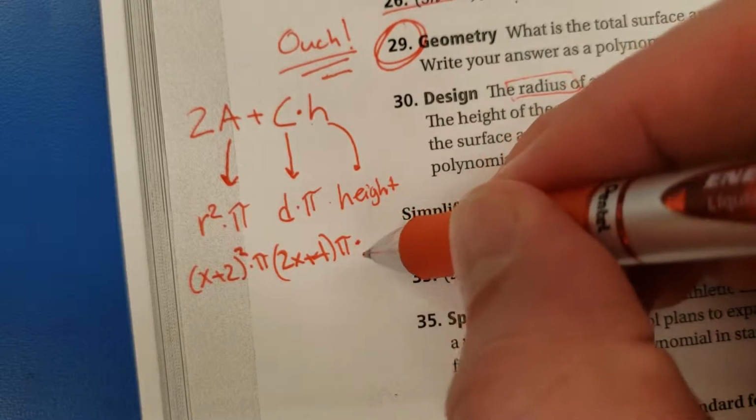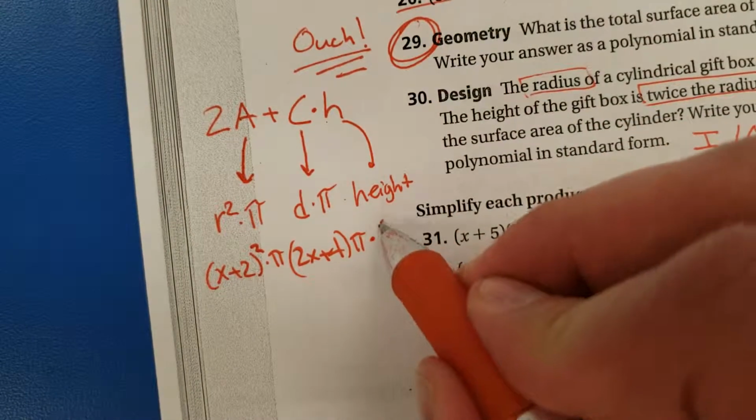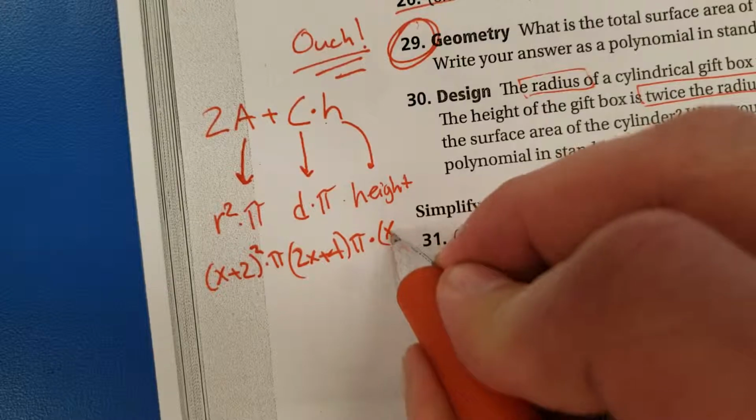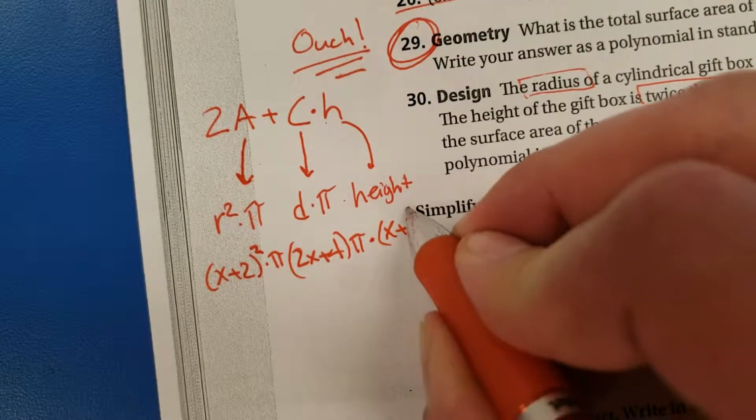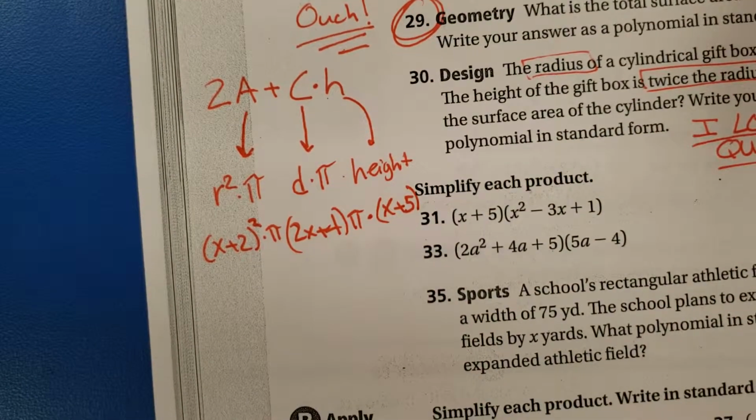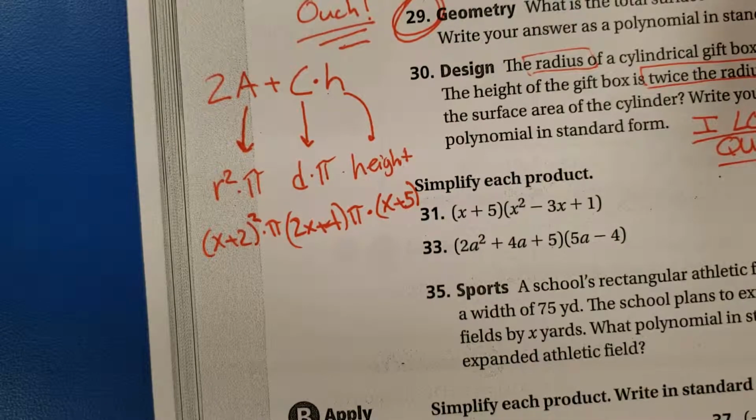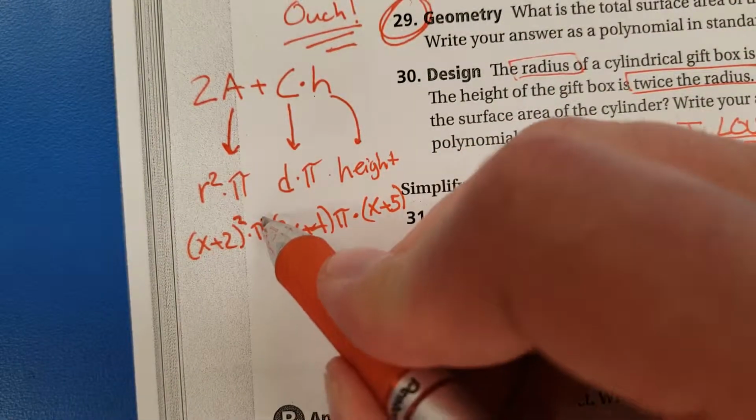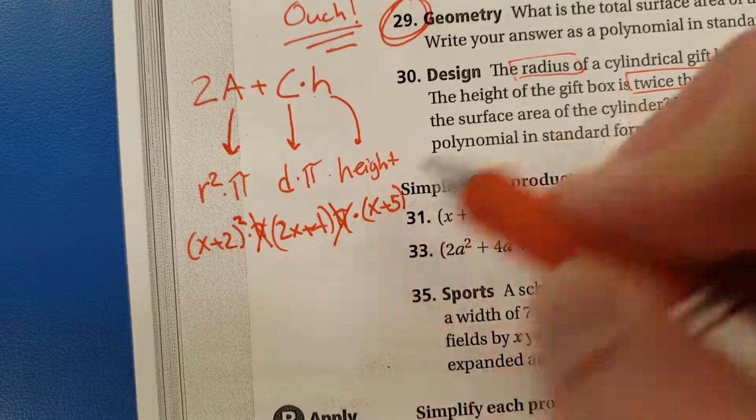So then I have to go times, oh my goodness, look at this. This is gross. Times x plus 5. Oh my gosh. So here's one thing I would do just to kind of save yourself some mental strain. Ignore the pi's, okay? Ignore those.